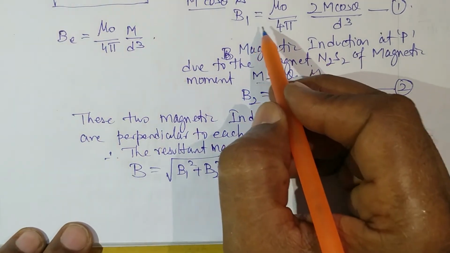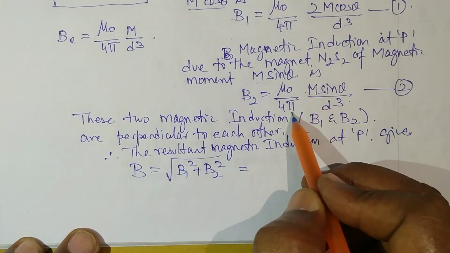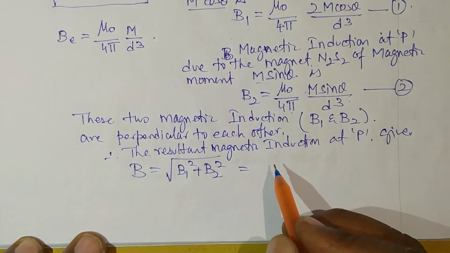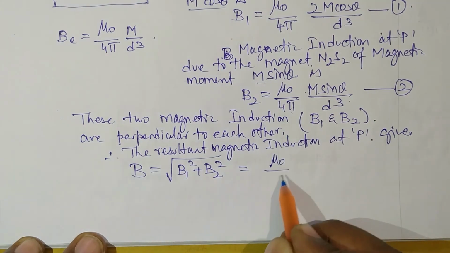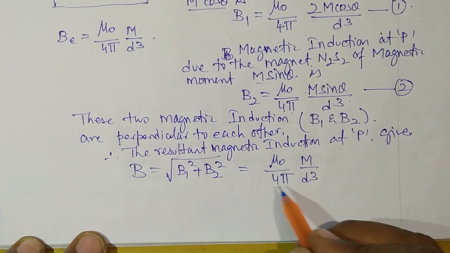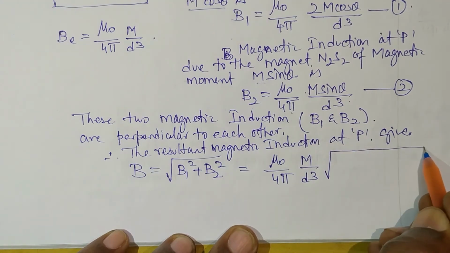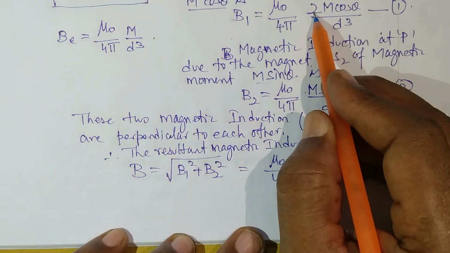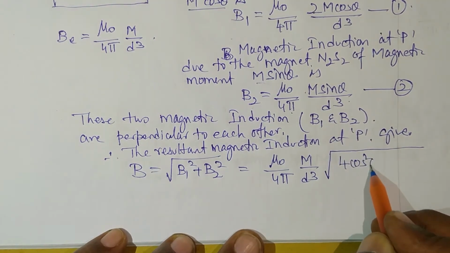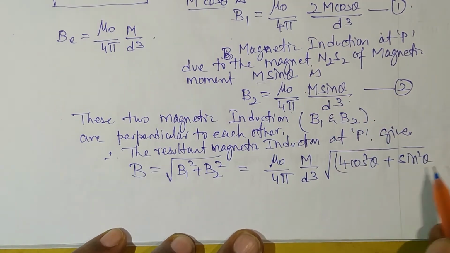So what is the value of B1? Mu naught by 4 pi, 2m cos theta by d cube. B2 is mu naught by 4 pi, m sin theta by d cube. If I square it and write it, I can write mu naught by 4 pi m by d cube outside, because when I square it and bring it out from the square root, this comes out. What remains in the root: if I square this one, it will be 4 cos square theta plus sin square theta.